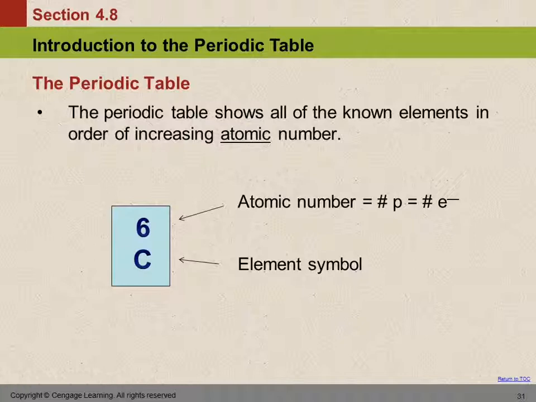On the periodic table, we have boxes for each of the known elements. And these are in order of increasing atomic number. We talked about what atomic number is, and that's the number of protons.